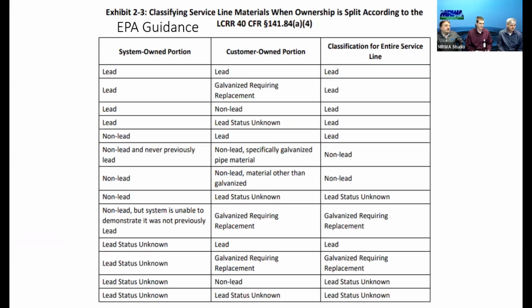Let's see. Go forward. So here's an example of EPA's guidance for classifying the total service line category inventory, and this is assuming split ownership. The nice thing with our embedded formulas is it does this for you, so you don't have to compare each of those options. You just enter what the material is on each side. So you can go down.